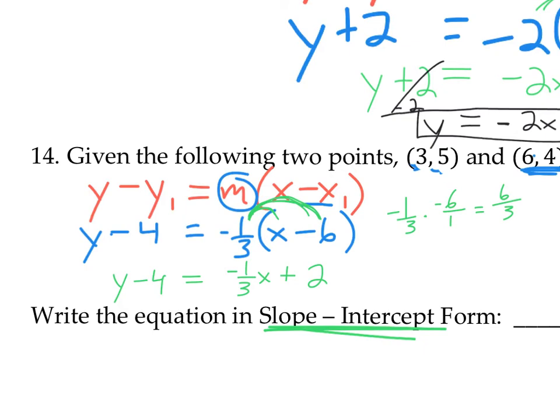All right, so I'm pretty much there. I mean, y's not quite by itself though. I got to add 4 to both sides. When y is by itself, I have -1/3 x and a positive 6.